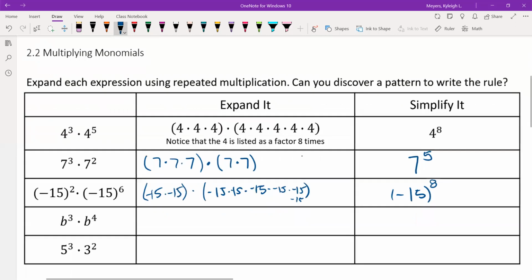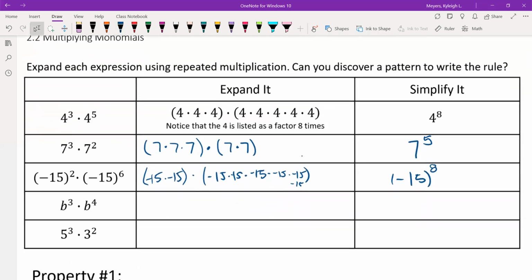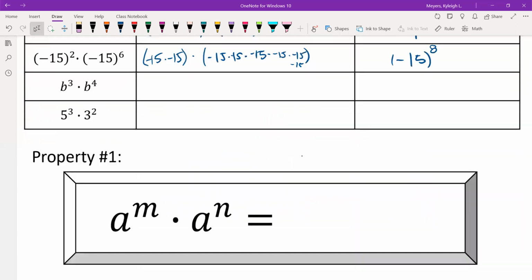All right, I want you to try the next two. Try the next two on your own and see if you can come up with a pattern for the property.